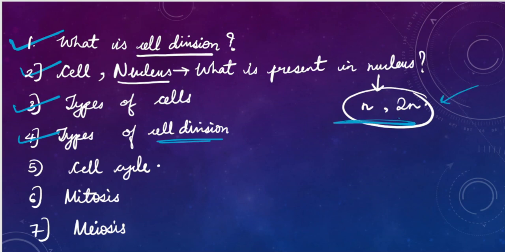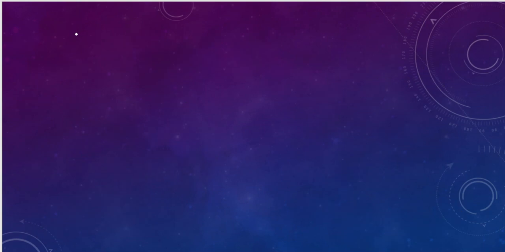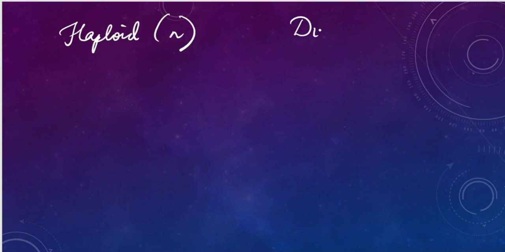Okay, so let's come to where I was. So first I will explain this. Now what is haploid means we represent it as small n, and what is diploid, which we represent as 2n. Okay, first I will speak about this, what is haploid and diploid, and then further I will go.